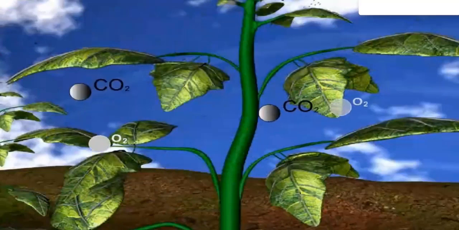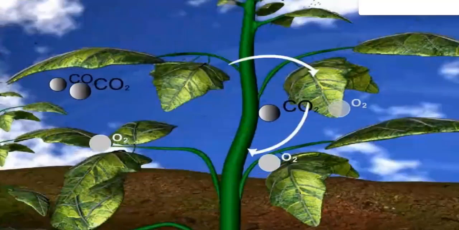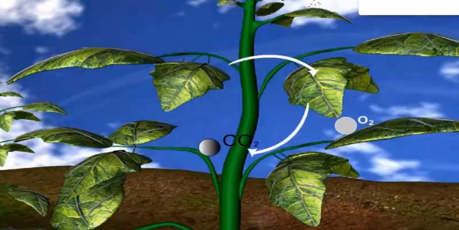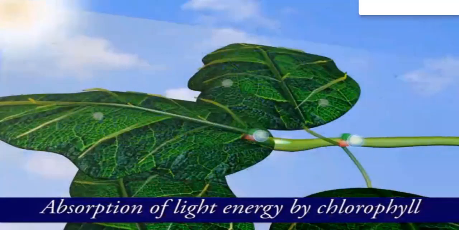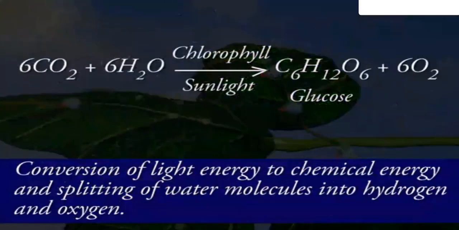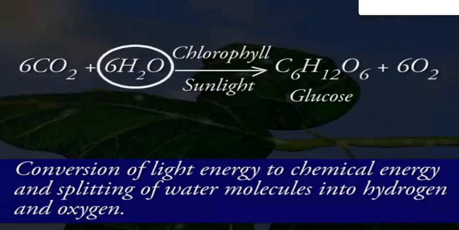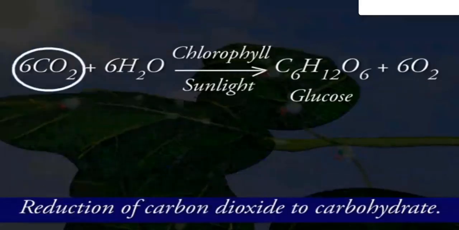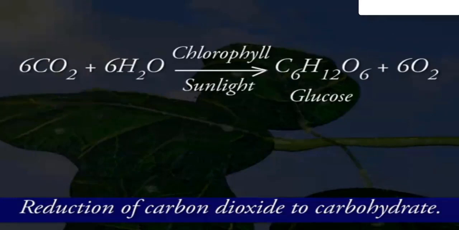Let's now see what activity happens during the process of photosynthesis. The major events that occur during photosynthesis are: 1. Absorption of light energy by chlorophyll. 2. Conversion of light energy to chemical energy and splitting of water molecules into hydrogen and oxygen. 3. Reduction of carbon dioxide to carbohydrate.